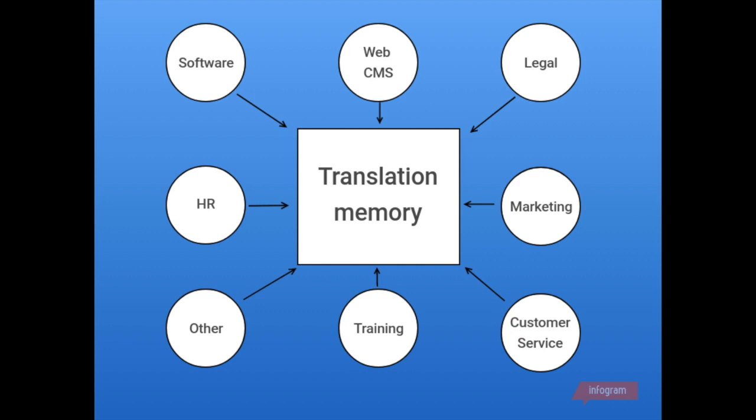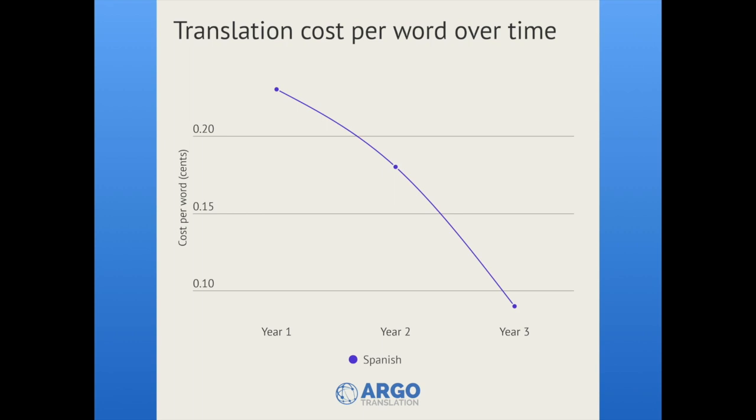Something to keep in mind: no matter what type of project you're doing, you want it to go into translation memory. So also make sure that this is something you cover. Software projects, HR documentation, customer service, it really doesn't matter. Your website, it should all flow into the translation memory because, of course, the more you feed that database, the higher opportunity for savings over time. And what you should see is your cost per word decreasing over time.